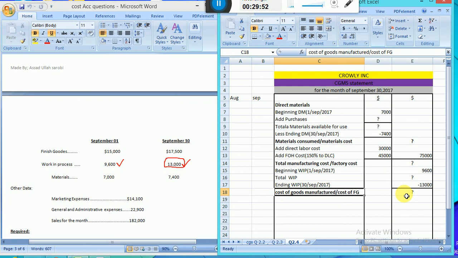The remaining part of this question I will solve in my upcoming lectures, because our lecture is getting lengthy, and that will create problems in downloading and uploading.